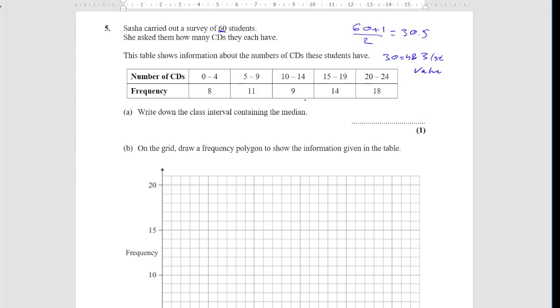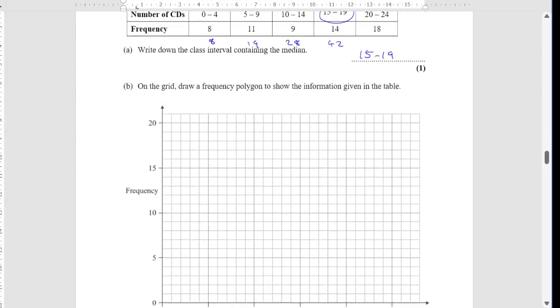And to do that, I'm going to keep a cumulative frequency. So we've got 8 values that are 4 or less. We've got 8 plus 9, 17. So we've got 19 values that are 9 or less. We've got 28 values that are 14 or less. So we still haven't contained the median. And then we've got 42 that are 19 or less. So the 30th and the 31st must both fall in that value there. So my class interval is going to be 15 to 19.